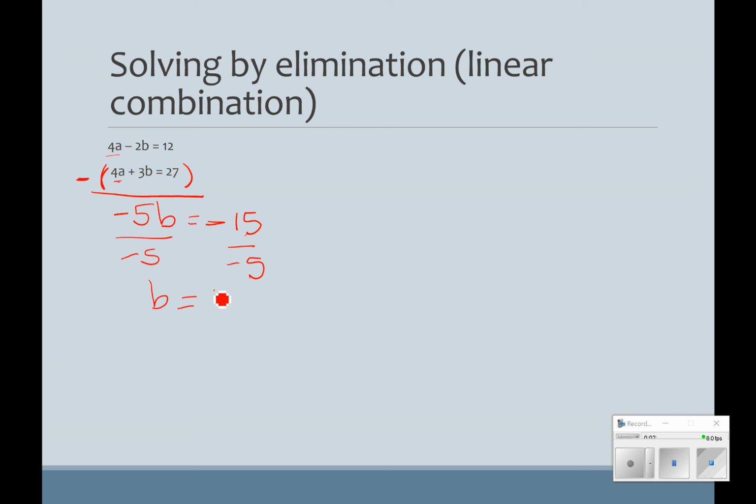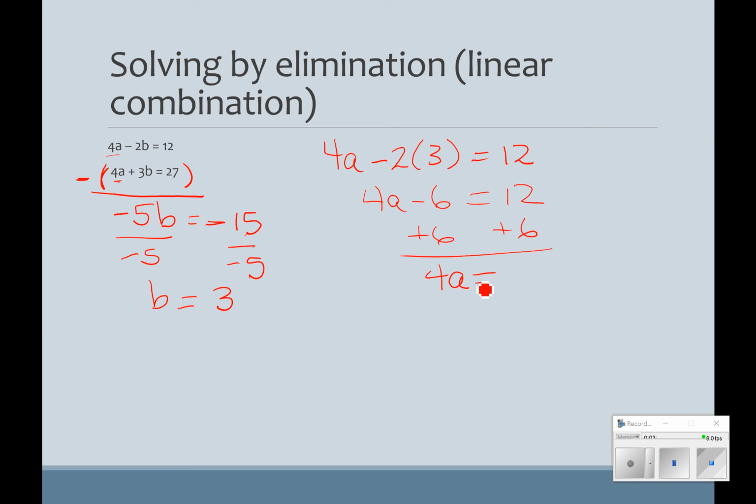So b is going to equal positive 3. And then I'm going to pick another equation to put it in. I guess I'll put it into the first. It doesn't have to be. But 4a, because we're solving for a, minus 2 times 3 is 12. I get 4a minus 6 equals 12. If I add 6 to both sides, I'm going to get 4a equals 18. And if I divide by 4, a is going to equal 9 halves. So my ordered pair, and when it's A and B, we always put it in alphabetical order, is 9 halves and 3.